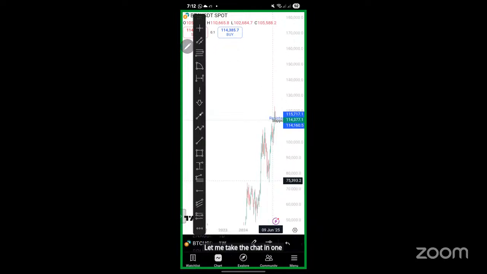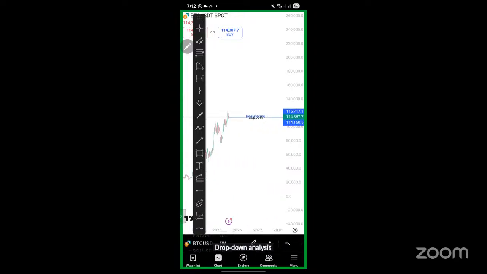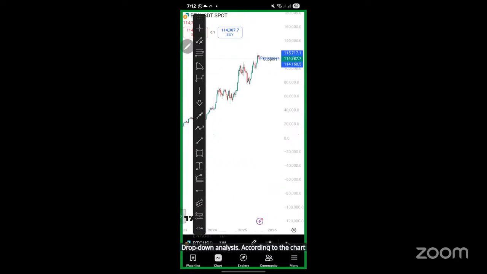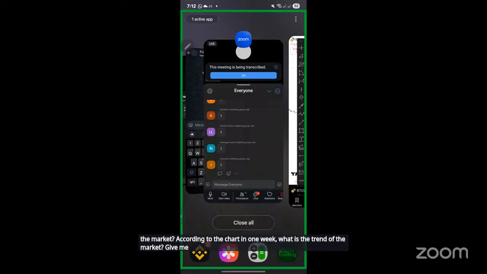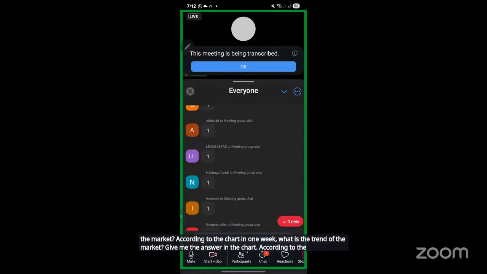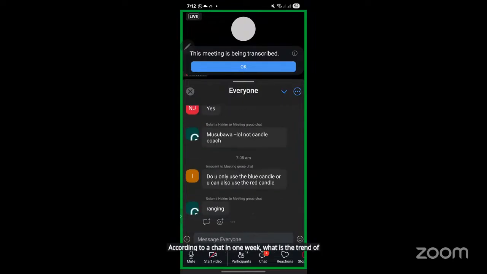What am I doing? Top-down analysis. According to the chart in 1 week, what is the trend of the market? Give me the answer in the chart. According to the chart in 1 week, what is the trend of the market?